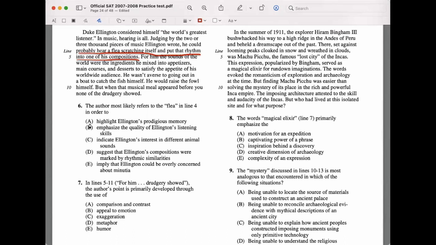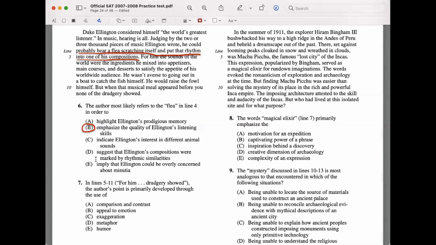So I think the answer here would be B, because the purpose of the flea example is to indicate that his hearing was highly skilled, right? His listening was really skilled, and he could even probably hear a flea scratching itself, right? Obviously, that's an exaggeration, but that is meant to indicate how skilled Ellington's hearing was, right? So B is the best answer.